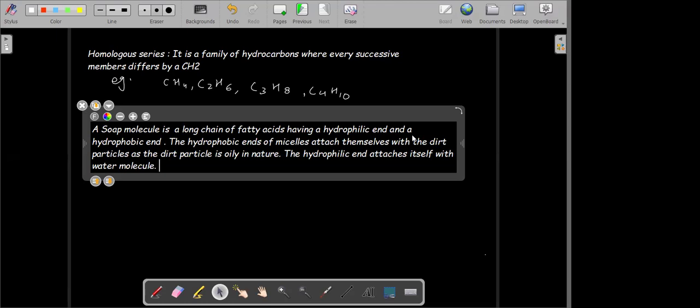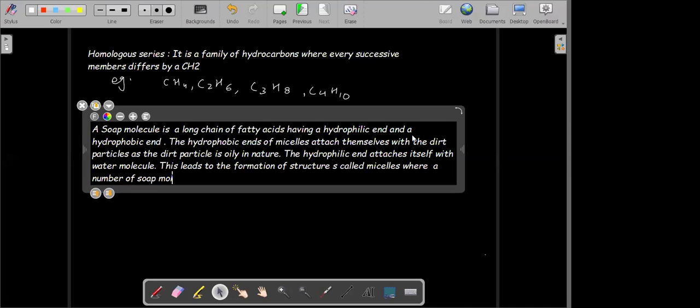So this leads to the formation of structures called micelles, where a number of soap molecules are attached with dirt. And now here you will also draw the structure of that micelle. So now I think everyone can tell what a micelle is. Just go through this, what a micelle is and how it is formed. And after this, you should be able to write what are micelles.